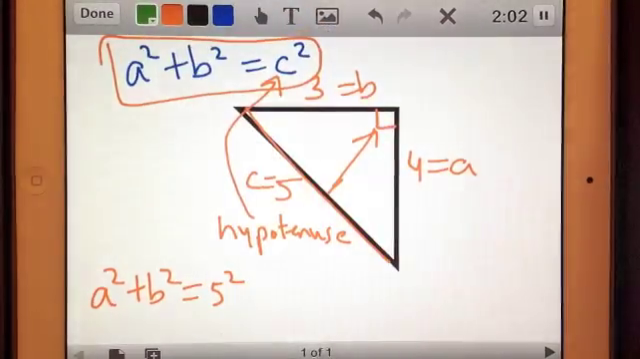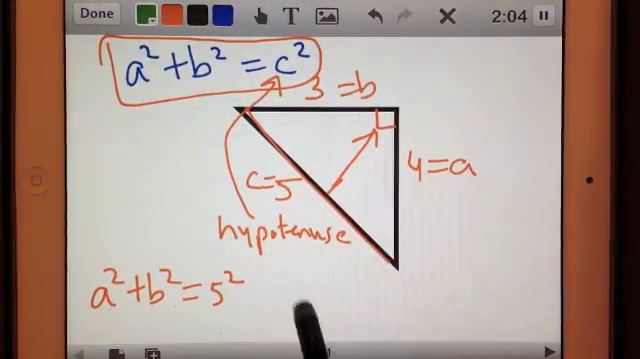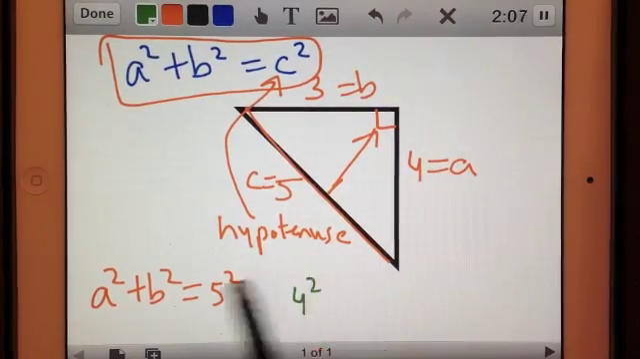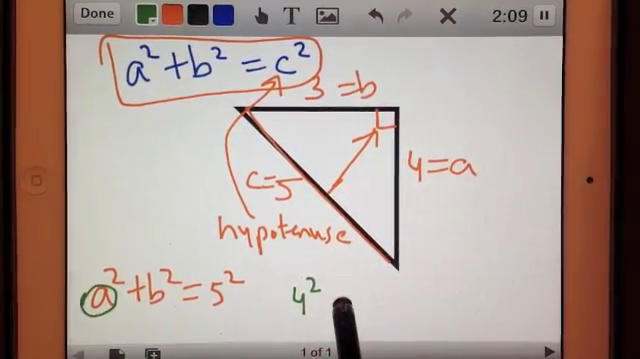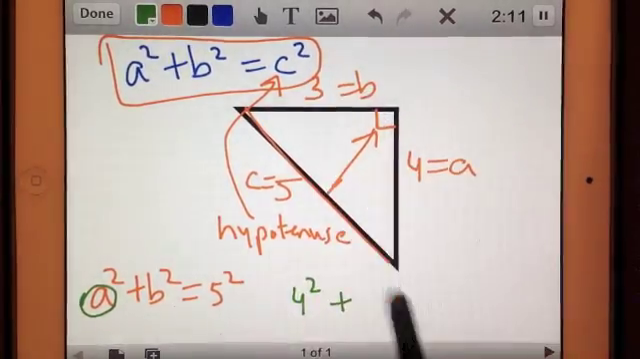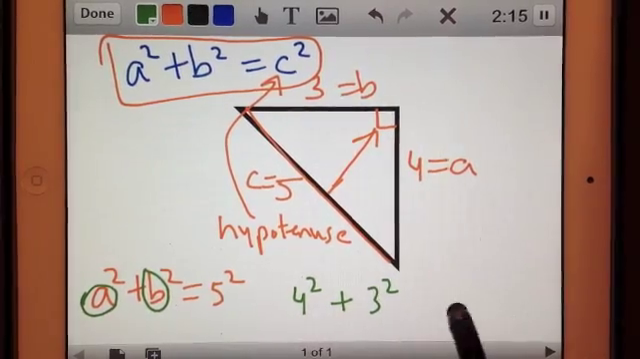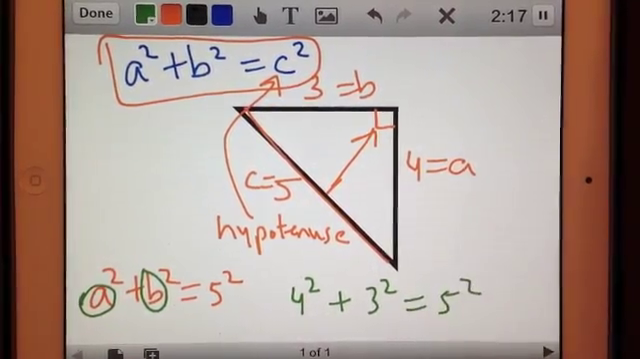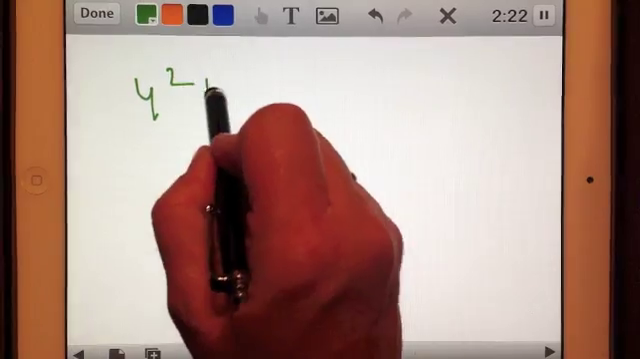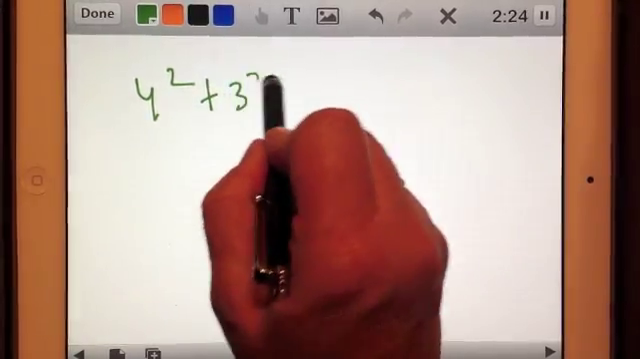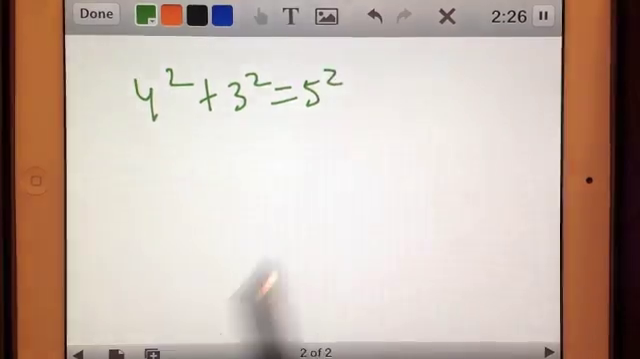So now I'll do that in a new color. I'll say A equals 4. That means I need to put 4 squared, plus B equals 3, so I'm going to put 3 squared. I just substitute in for that, equals 5 squared. Now I'm going to take this over to the next page to show you how I'd solve it. So 4 squared plus 3 squared equals 5 squared.